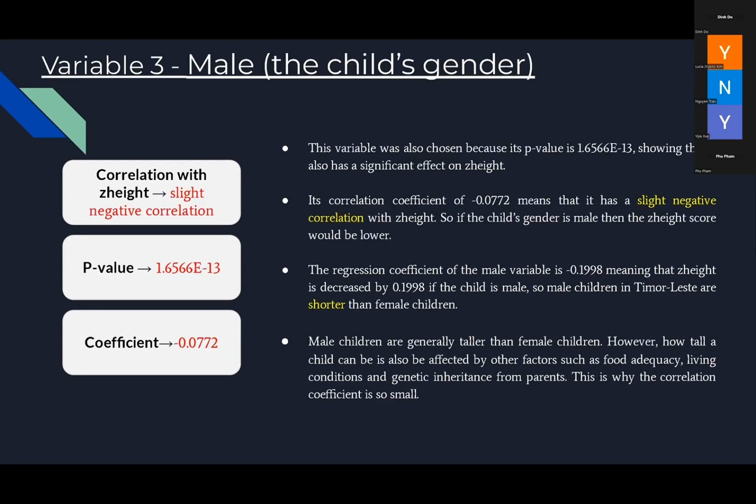For male, we can see that it also has a very small p-value, under 5%, meaning that it also has a significant effect on Z height. But for this, the correlation is negative, signifying a slight negative correlation with the Z height. And the regression coefficient is also negative. Those two combined tell us that if a Timor-Leste child is male, then they will be shorter than the female child. This goes against the expected value, because generally we would expect male children to have a higher Z height than female children.